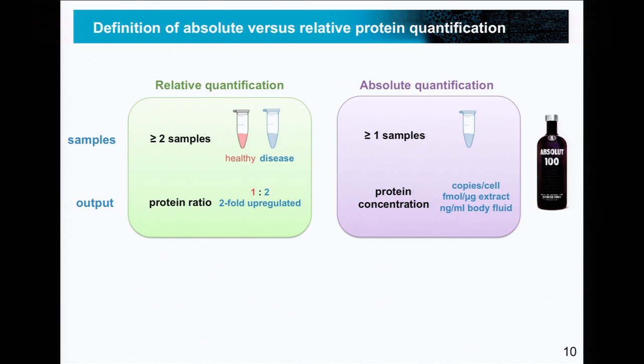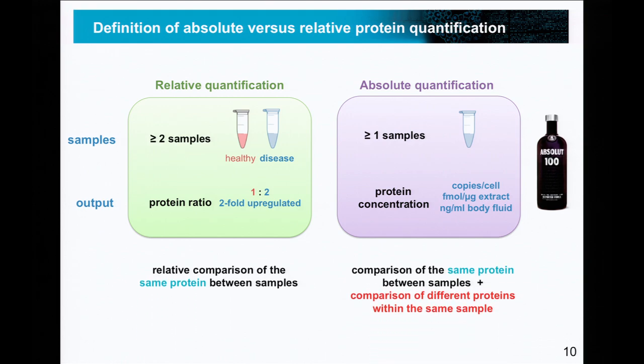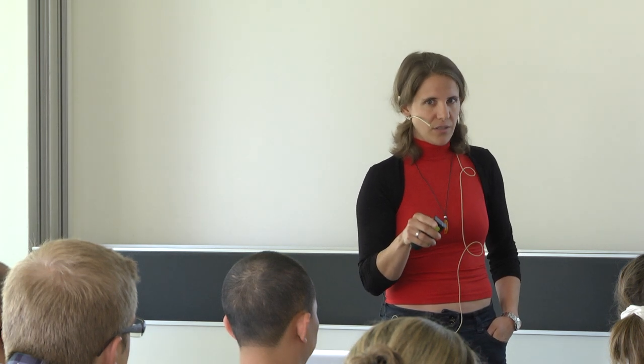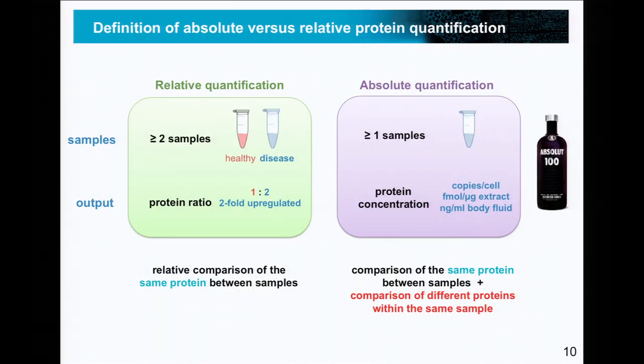So one major difference between the 2 approaches is that in relative quantitative proteomics, you always compare the same protein between samples. That's what you do. In absolute protein quantification, you can do the same. You can also compare the absolute concentration of always the same protein between your samples, but you can do one more thing. You can also compare the concentration of different proteins within the same sample. And that's something you cannot do with relative data.